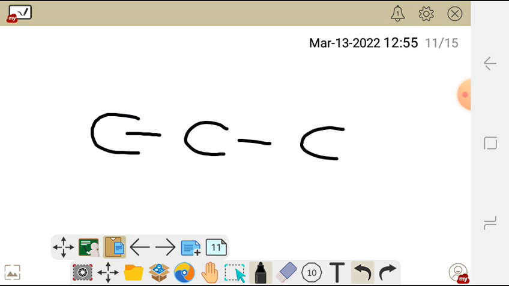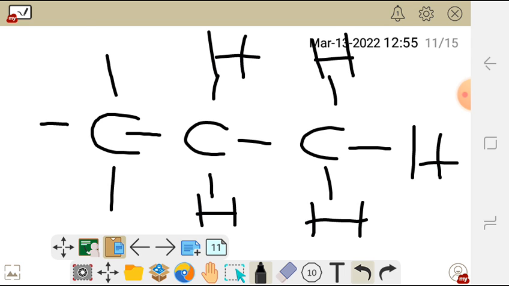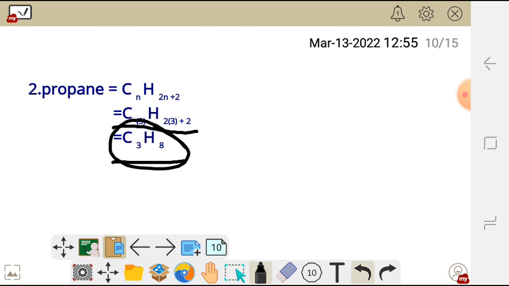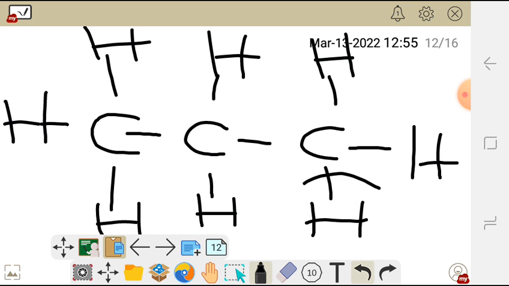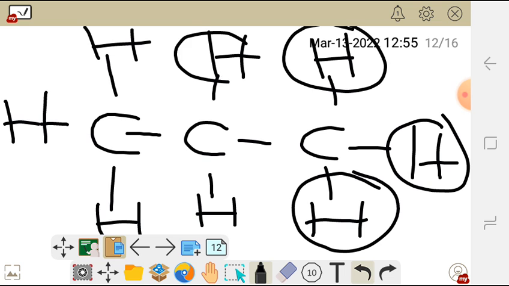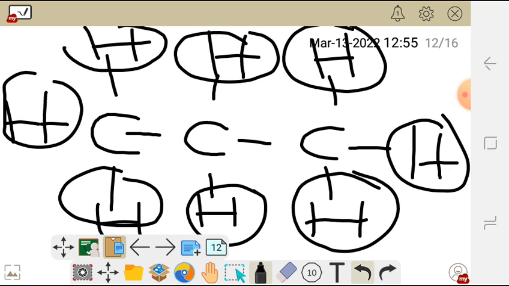Remember, draw the carbons first in the middle. After that, show their bonds. The maximum number is 4 bonds. After drawing that, put the hydrogens at the tips of those bonds. So this will be the structure of propane. When you count, the number of hydrogens should be equal to the number in that formula. Here we have 8 hydrogens: 1, 2, 3, 4, 5, 6, 7, 8. So this is the structure of propane.